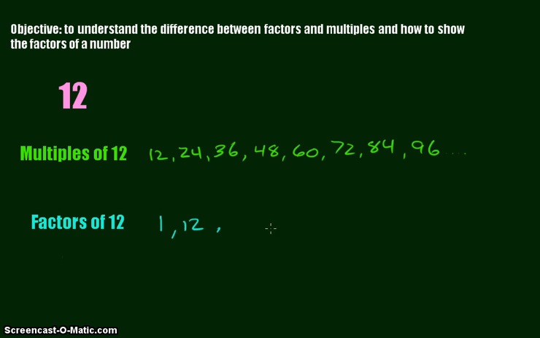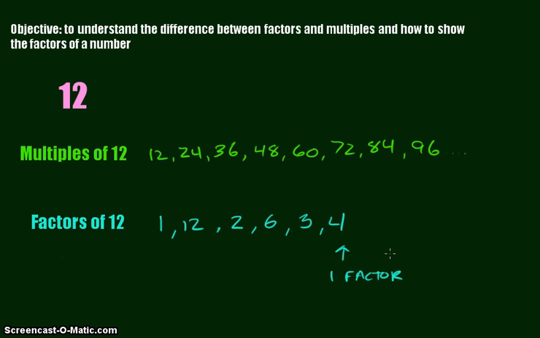What else can you multiply to get 12? Let's say 2 times 6 gives me 12. So 2 and 6 are factors of 12. What else can you multiply to get 12? Let's just say 3 times 4. So since you can take these numbers and multiply them together, you get 12. We call these factors. Each one of these is one factor of 12.